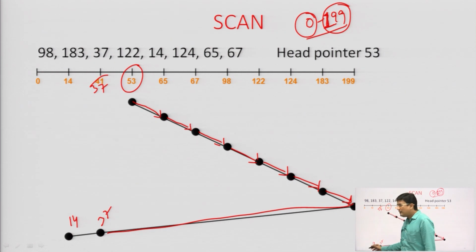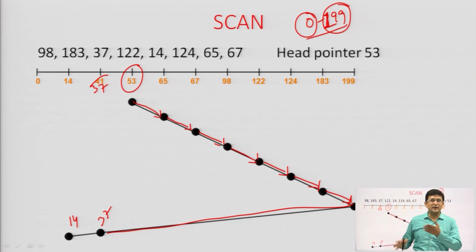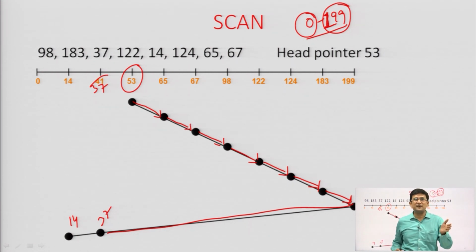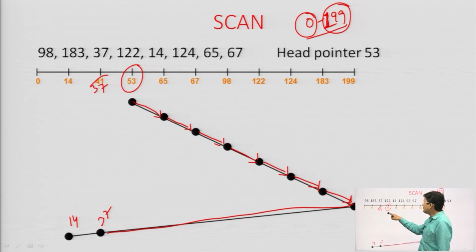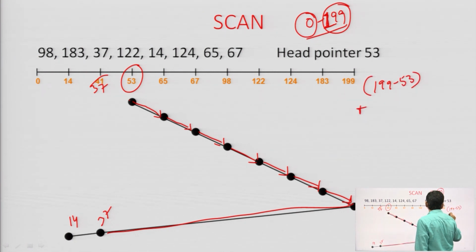Okay. In general or in practice, the disk arm will be coming to track 0, but since my requests are finishing at 14, we will consider that my computations can stop there at 14. So the total number of movements that you find here will be 53 to 199, means 199 minus 53, and then you add 199 minus 14 with this. So this comes out to 146 plus 185.